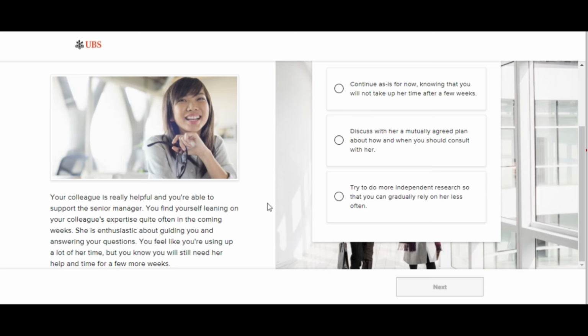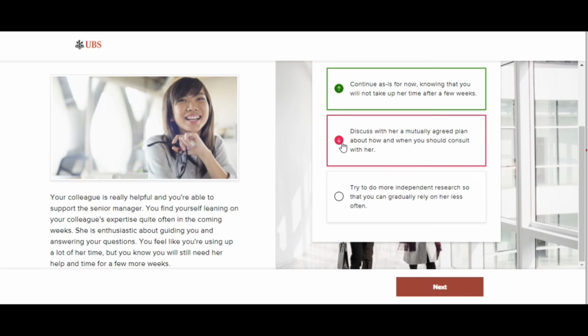Your colleague is really helpful and you are able to support the senior manager. You find yourself leaning on your colleague's expertise quite often in the coming weeks. She is enthusiastic about guiding your questions. You feel like you are using up a lot of her time, but you know you still need her time for a few more weeks. Continue as for now, knowing you will not take up her time after a few weeks. Discuss with her a mutually agreed plan about how and when you should consult with her. Try to do more independent research so that you can gradually rely on her less often.